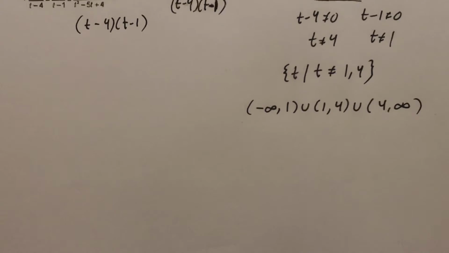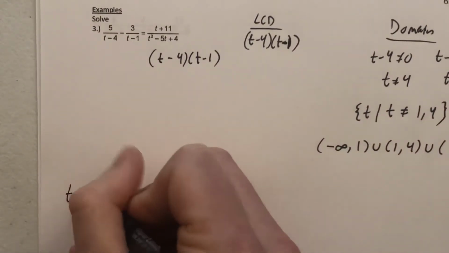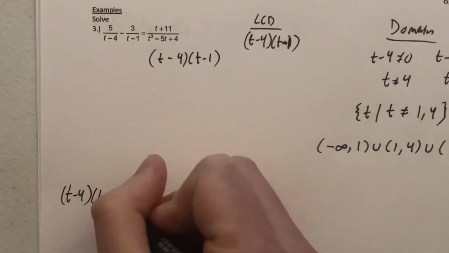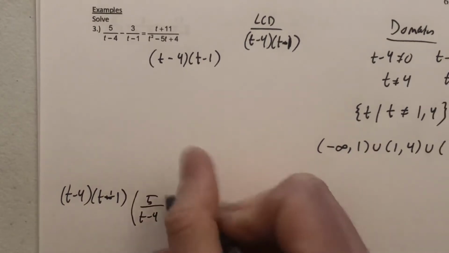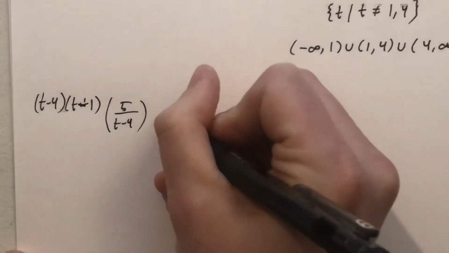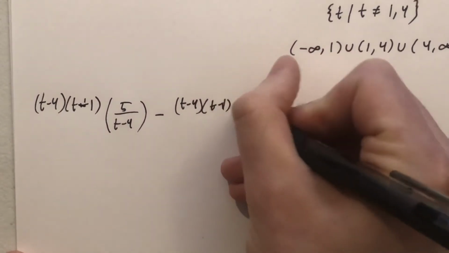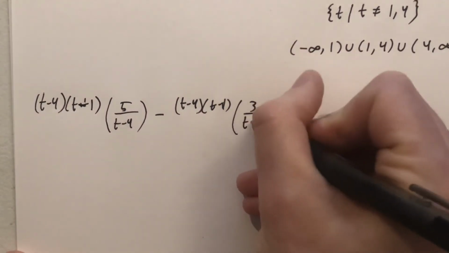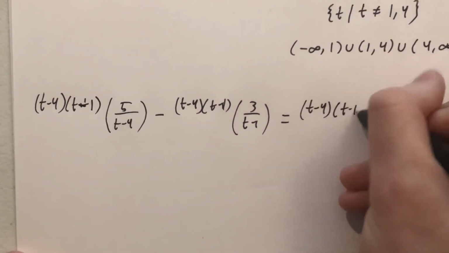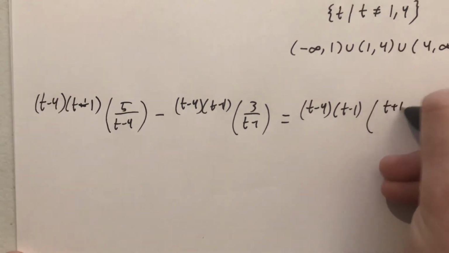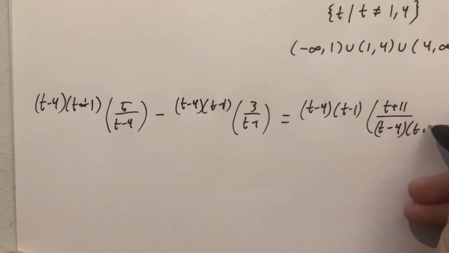So now, with that being said, and with that as our LCD, we come down here where there's room and write this t minus 4 times t minus 1 in front of each of these terms. Then the t minus 4, t minus 1 in front of the 3 over t minus 1 equals t minus 4, t minus 1 in front of the t plus 11. And then again, writing that in factored form.